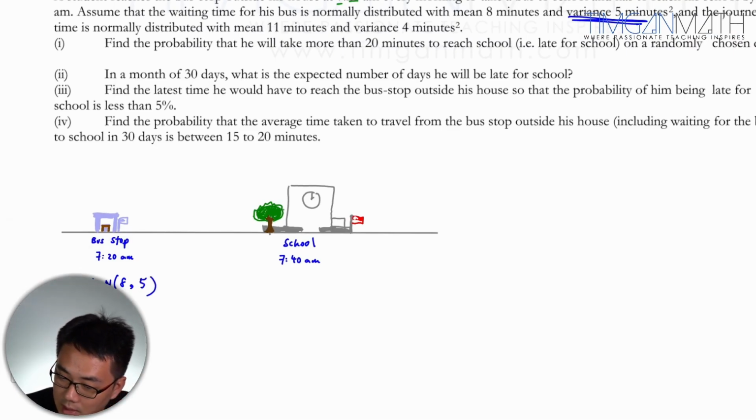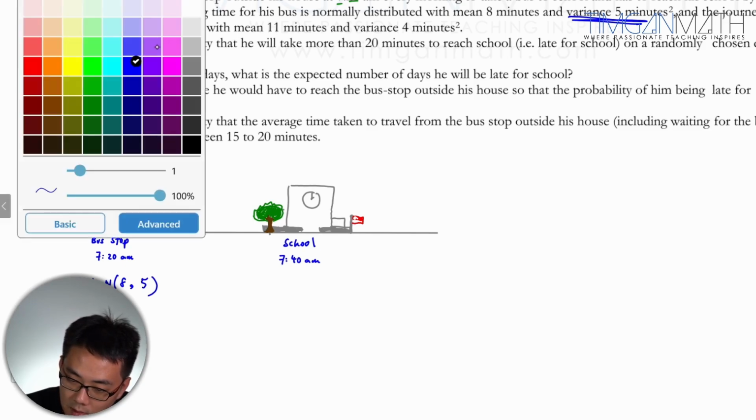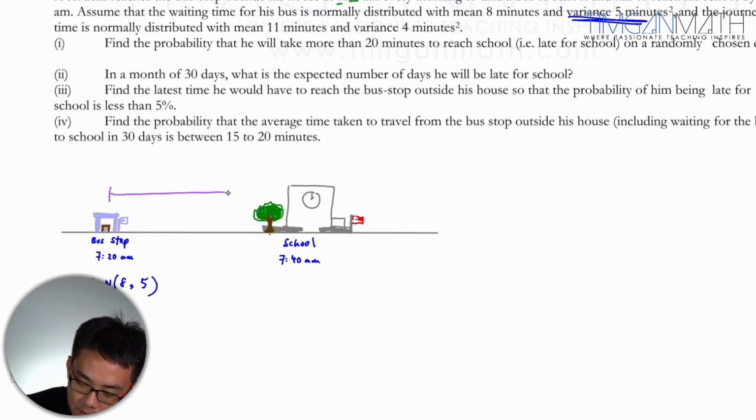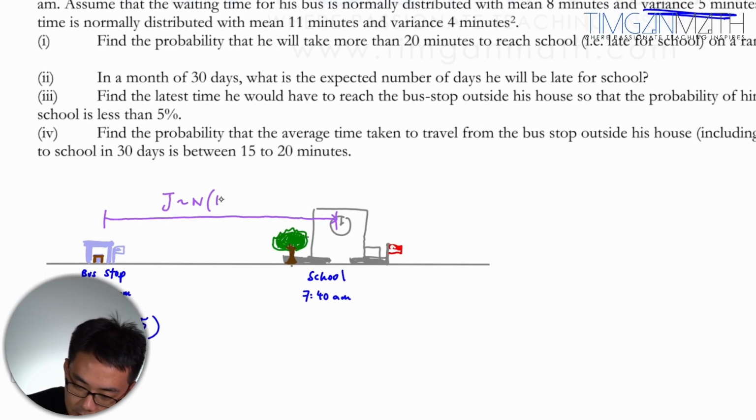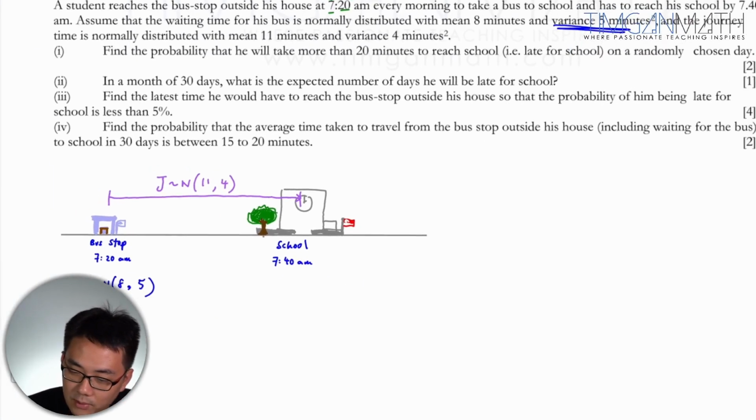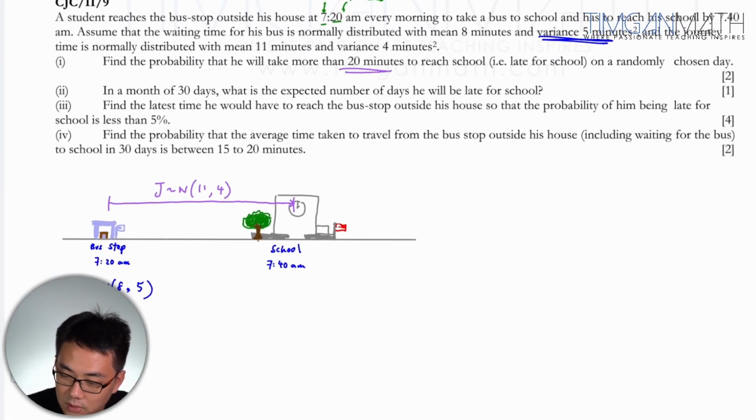Okay. And then the journey. So meaning this journey here. Take note of this journey here. To the school. Okay. Journey to the school would then be J, normally distributed, 11 and 4, variance of 4. Okay. So that's about it. Find the probability that he will take more than 20 minutes to reach the school.